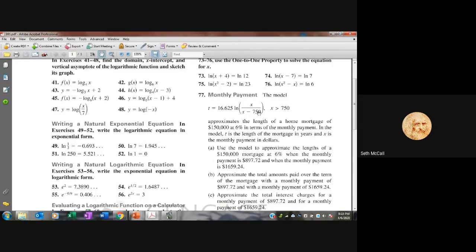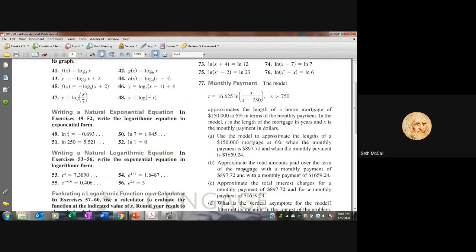And the reason why it's 750 is if you plugged in 750 for x right here, you would get 750 minus 750, which would give you a 0 on the bottom of this fraction. When you get a 0 on the bottom of a fraction, that actually creates an asymptote. That's why it says x has to be greater than 750, because you don't want to have that asymptote.